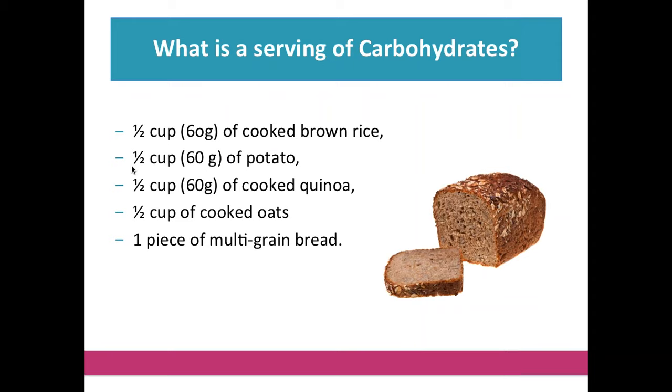Okay, so what is a serving of carbohydrates? Half a cup of brown rice, white rice, they're all half a cup. I would recommend brown rice or basmati rice as they're lower in GI, so the glucose is released slower from it, which means that your blood sugar levels will be more stable. Half a cup of potato or sweet potato, quinoa, half a cup of cooked oats. So this isn't raw oats, this is cooked oats, and 1 slice of multigrain bread.